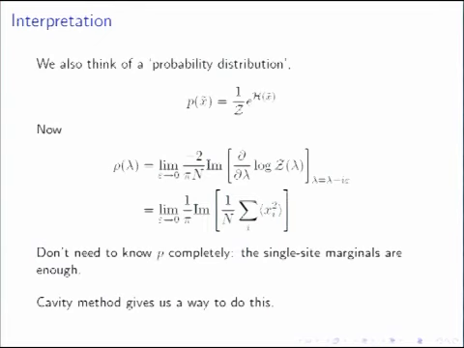So looking at this, we see that this measure P, we don't need to know it in its entirety. The important part is how it behaves as a marginal on each of these sites. And the cavity method offers us a way to compute this without having to compute the entire thing.